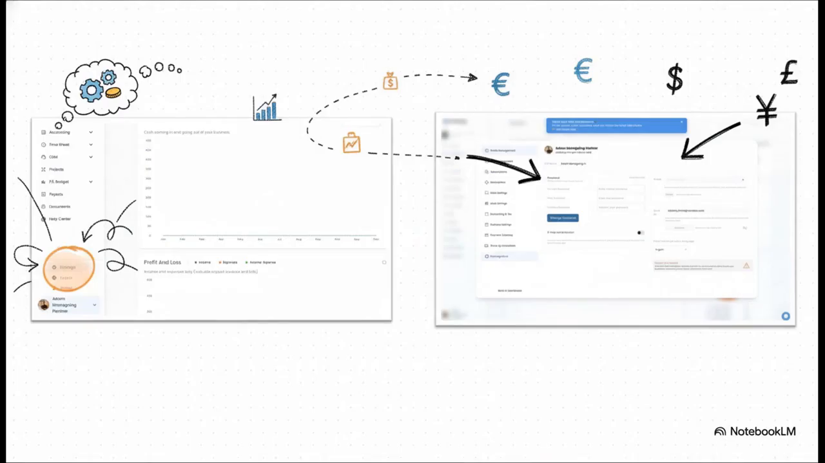And right here, you can see the exact path. Over on the left, there's the Settings button in the main menu. Go ahead and give that a click, and you'll land on the page you see on the right, where Exchange Rate is sitting right there, waiting for you.